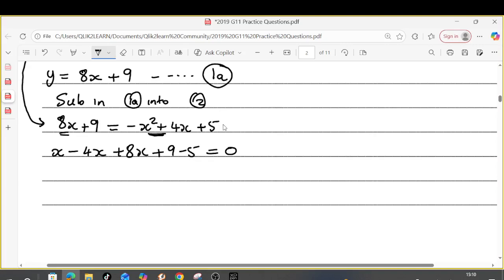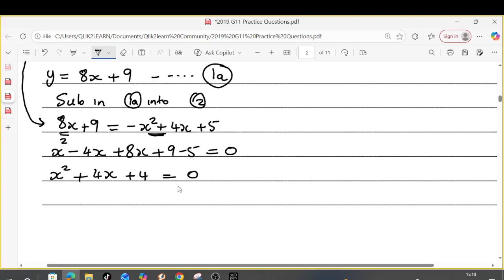So we just took everything on the right hand side to the left hand side, and the sign changed. Okay, so now this is my x squared, remember? I'll have x squared minus 4x plus 8x. This will give us positive 4x. Then I have 9 minus 5, which is plus 4. And this is just 0.